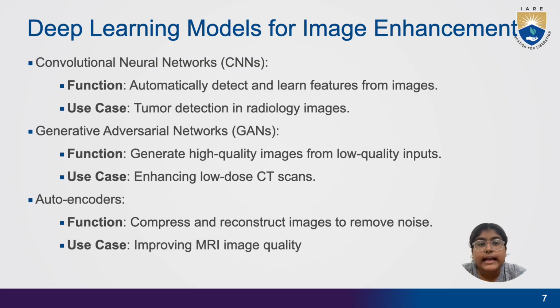They're great for enhancing low-dose CT scans. Autoencoders, on the other hand, compress the image, then reconstruct it while filtering out noise. So this makes it perfect for improving MRI scans. These models will be able to help radiologists see more clearly, which means fewer missed diagnoses.